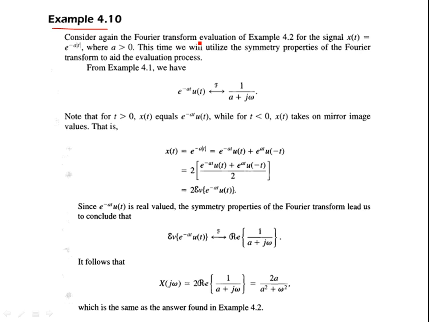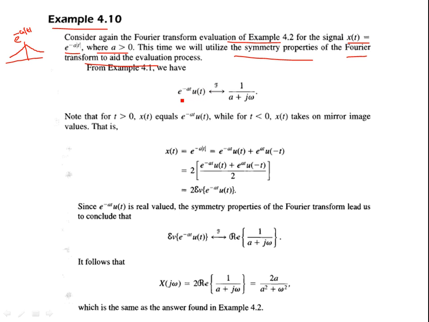So let's consider again the Fourier transform evaluation of example 4.2. The same signal was x(t) = e^(-a|t|), where a is greater than 0. This is a bilateral signal which exists on both sides, for some positive quantity a. It is e^(-at) on the positive side, and on the negative side it looks like this. Since a is a positive quantity, it has to decay on both sides. This time we will utilize the symmetry property of the Fourier transform to aid in the evaluation process.